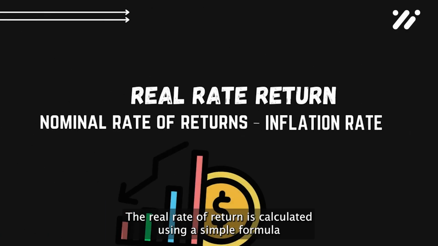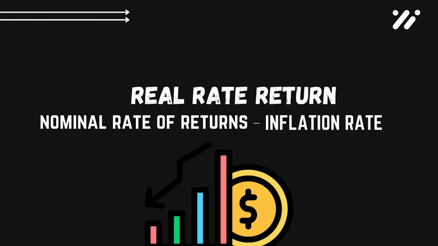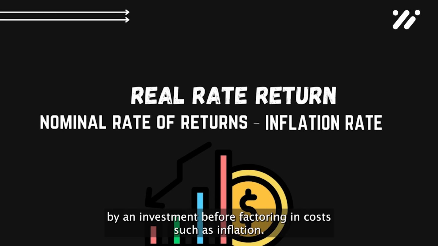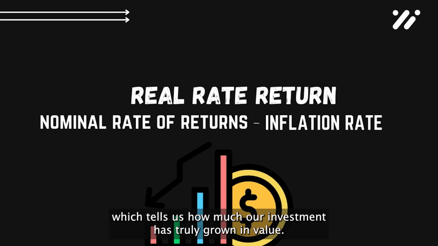The real rate of return is calculated using a simple formula: the nominal rate of return minus the inflation rate. The nominal rate of return is the amount of money generated by an investment before factoring in costs such as inflation. By subtracting the rate of inflation, we're left with the real rate of return, which tells us how much our investment has truly grown in value.